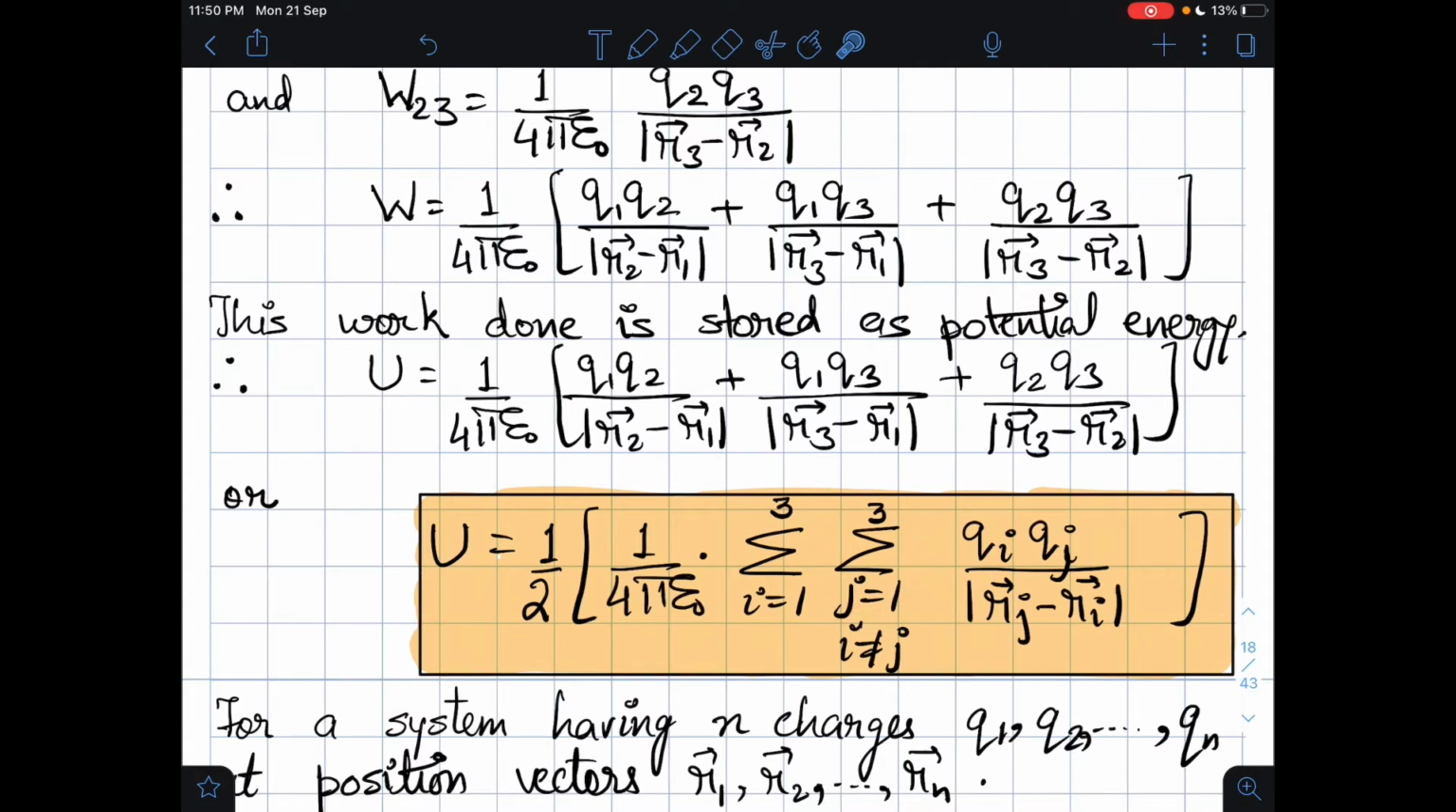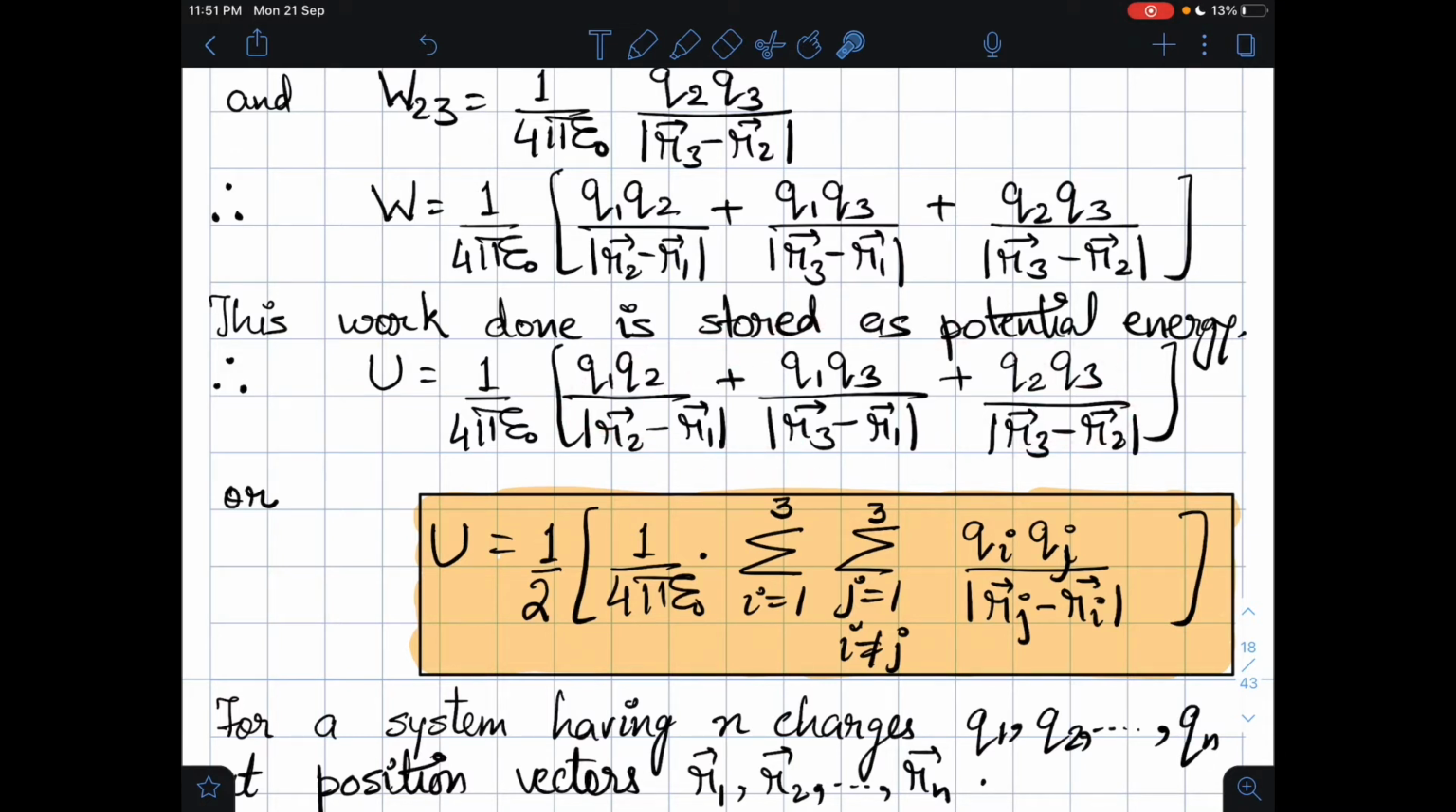With double summation, I have i from 1 to 3 and j from 1 to 3, but i is not equal to j. But when I am doing summation once, it is getting equal to this. When I do it twice, it becomes twice of this value.